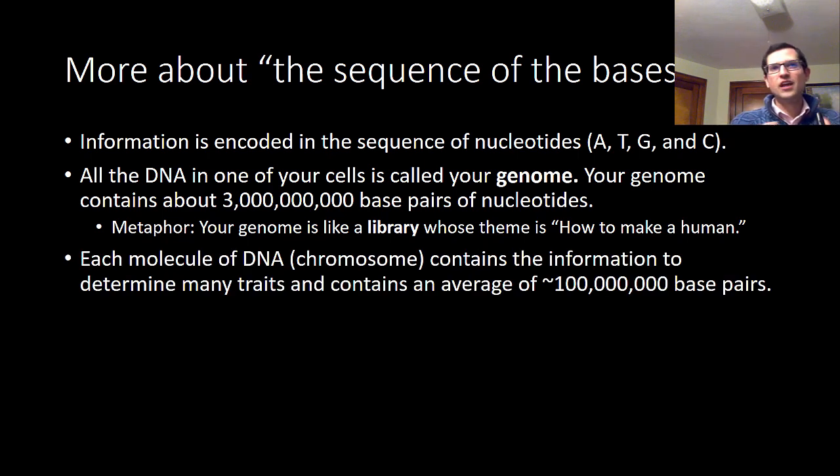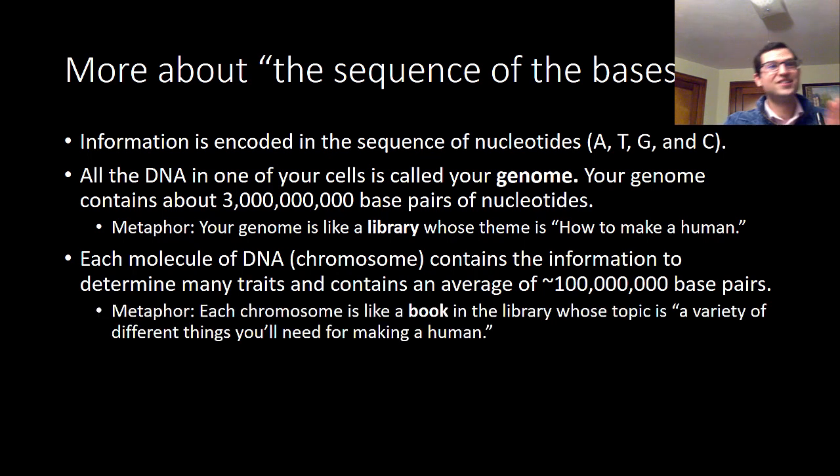Each molecule of DNA, or remember the term, chromosome, contains the information to determine many different traits and contains an average of about 100 million base pairs. So every molecule, 100 million base pairs. These are big molecules. Here's your metaphor. Each chromosome is kind of like a book in the library, and the topic is a variety of different things you'll need for making a human, specifically for making you.